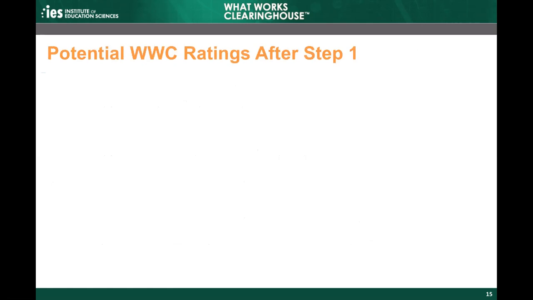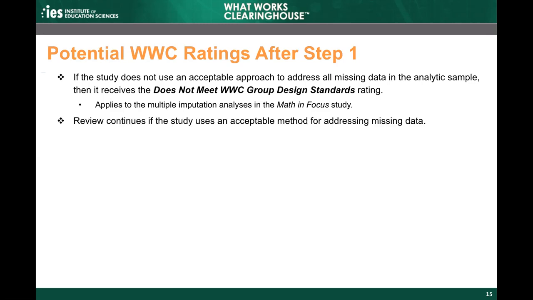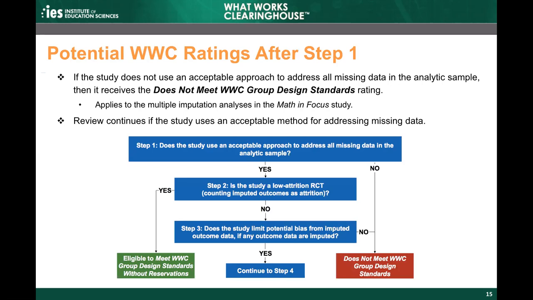So let's review the potential ratings after step one. Recall that if the study does not use an acceptable approach to address all missing data in the analytic sample, then it receives the does not meet WWC group design standards rating. In our example, this applies to the multiple imputation analyses. The review continues if the study uses an acceptable method for addressing missing data. In our example, the complete case analysis and dummy imputation approaches would then proceed to step two.